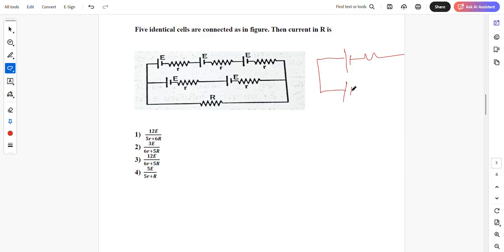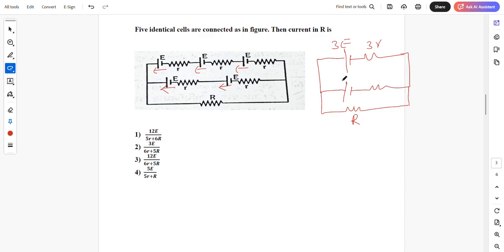Now here I can write this like this. This is the external R, right? E plus E are the same polarity, trying to give current like this. It is also trying to give current like this. Here also, all are in the same polarity. So I can write this as 3E. R plus R, how much? 3R, right?